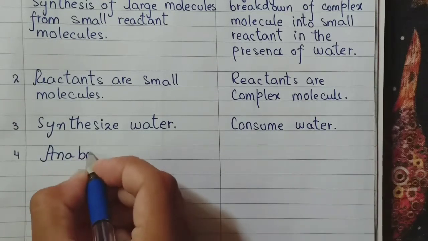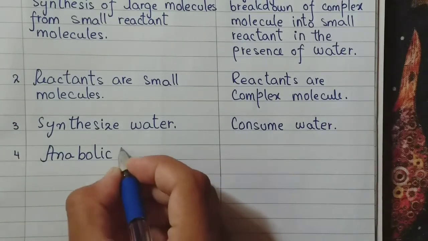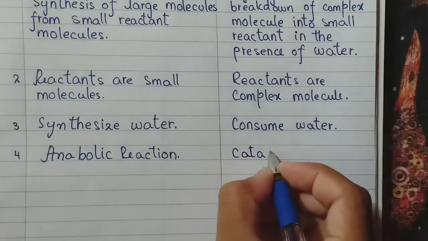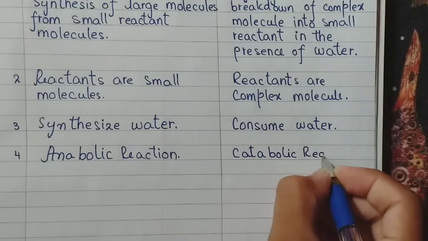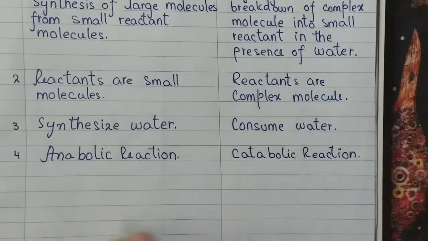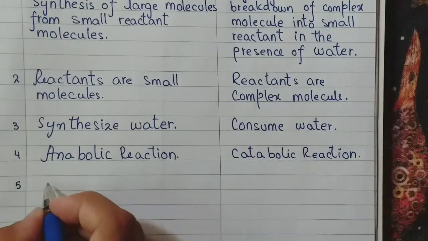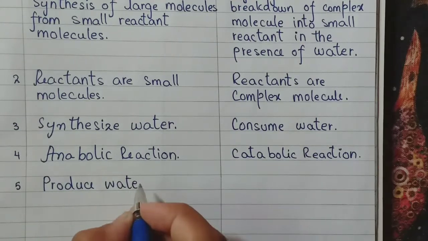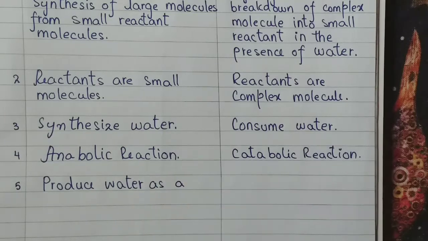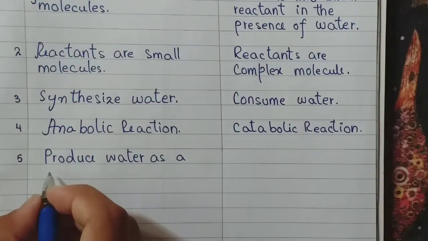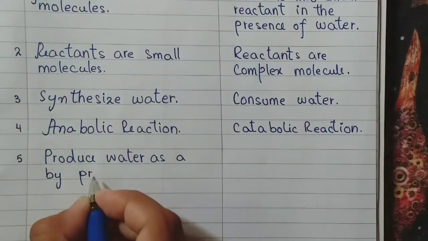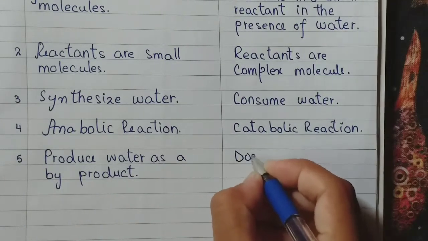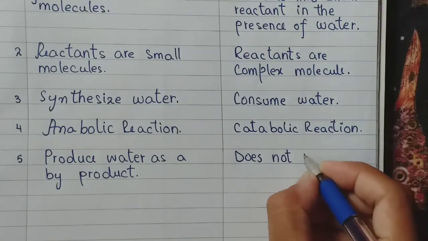So the number fourth difference is, condensation is an anabolic process, whereas hydrolysis is a catabolic process. And the last difference between condensation and hydrolysis is, condensation produces water as a byproduct, whereas hydrolysis does not produce water as a byproduct. So these are the main differences between condensation and hydrolysis.